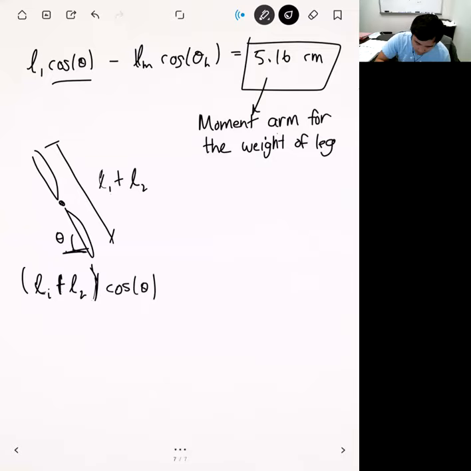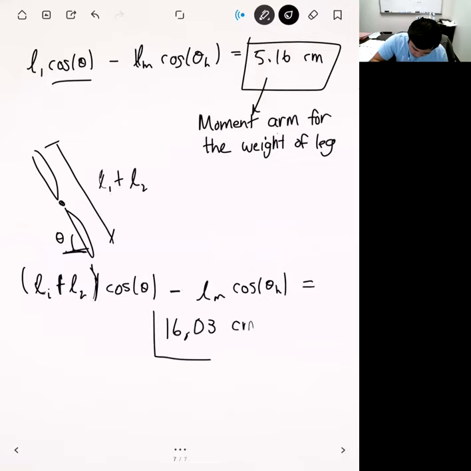And we're going to subtract the distance from the muscle attachment to the hip joint. And so that's going to be another Lm cosine theta h. And we plug these in, and what we get is 16.03 centimeters.